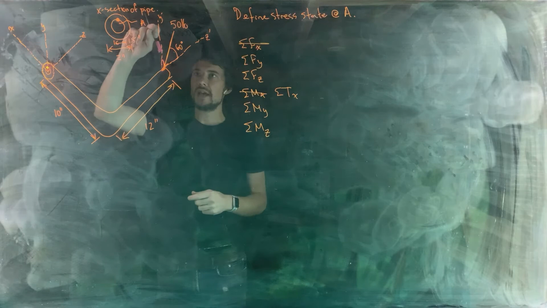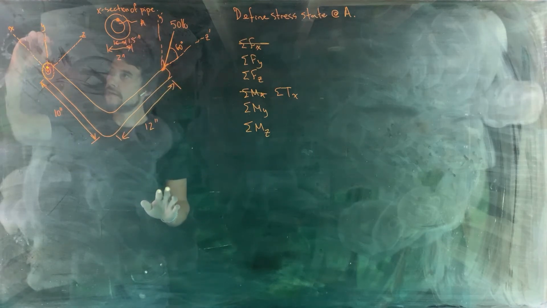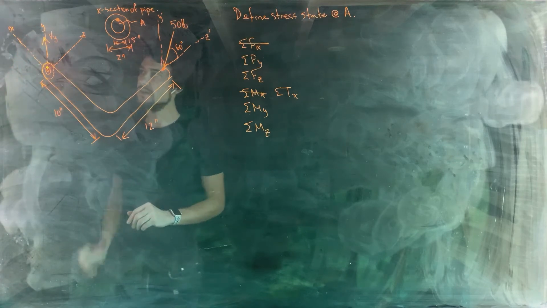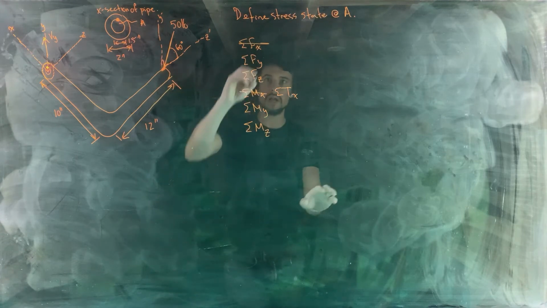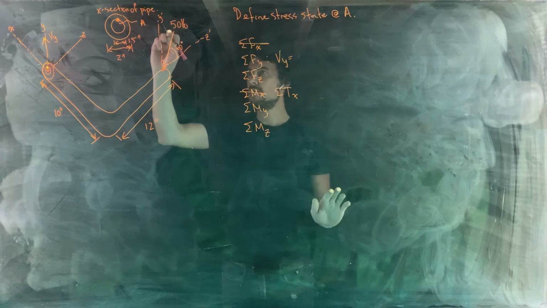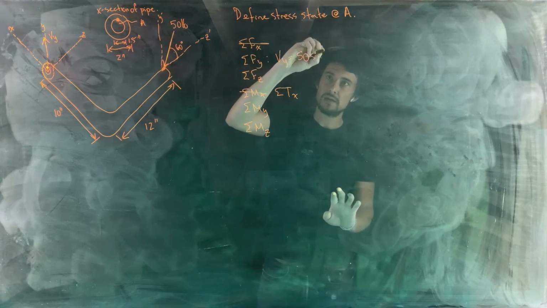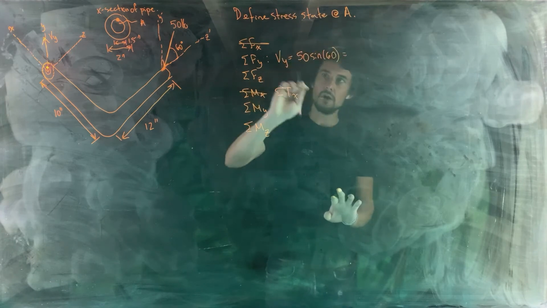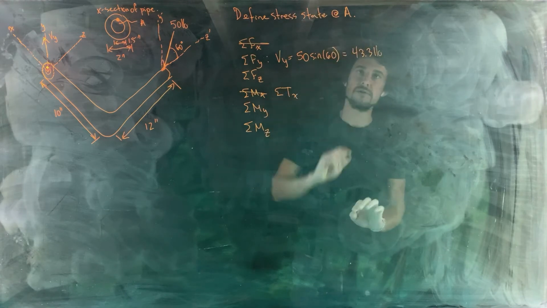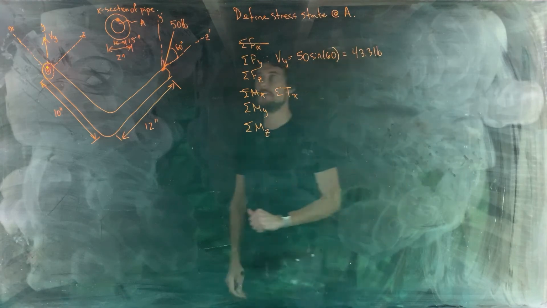Y direction, yes, this has a vertical component, so we're going to need something to counteract that. That internal force is parallel to our cut section, so it's an internal shear force V subscript y. The value of Vy is going to be 50 multiplied by the sine of 60. 50 sine 60 gives us 43.3 pounds.